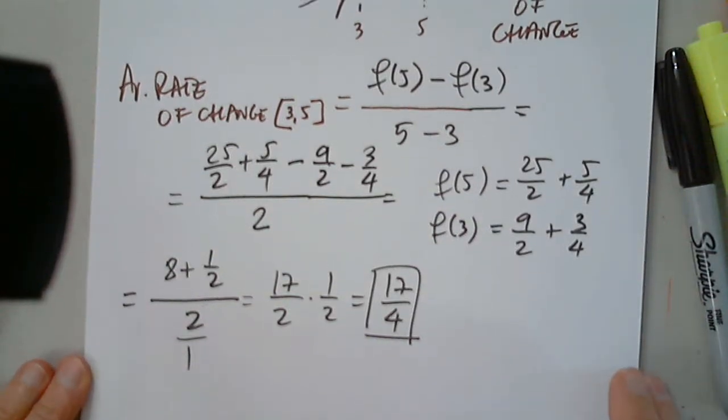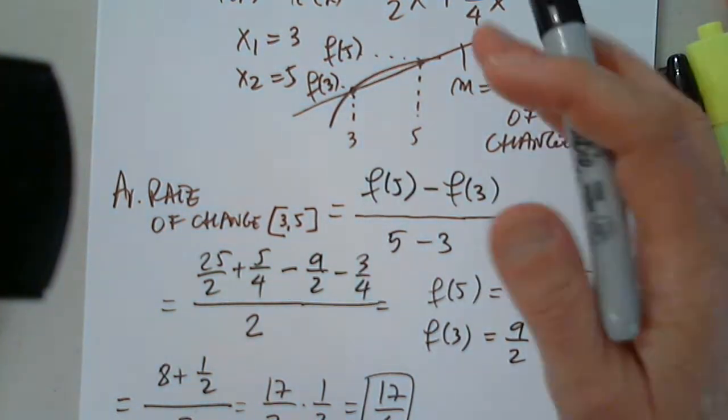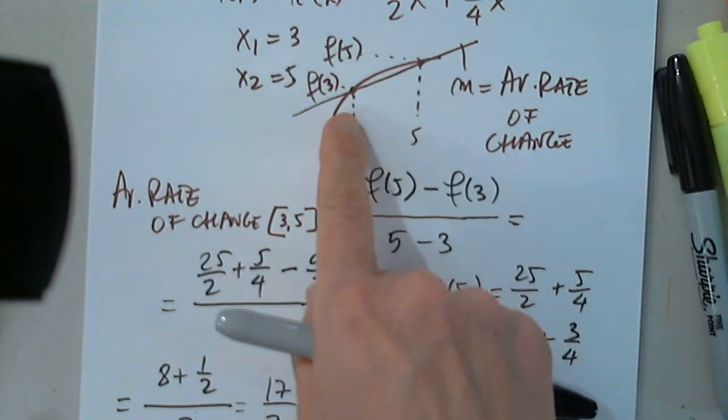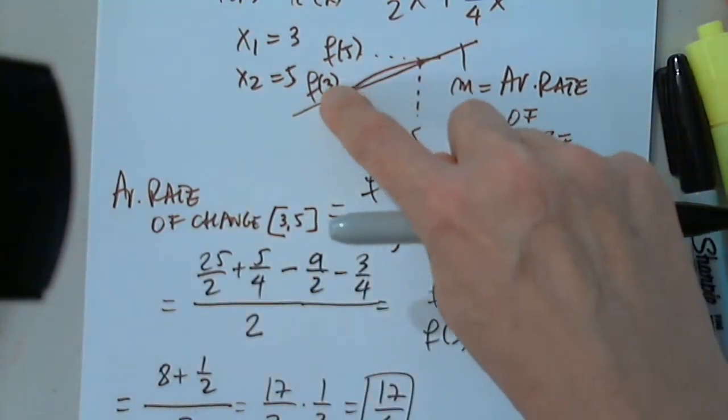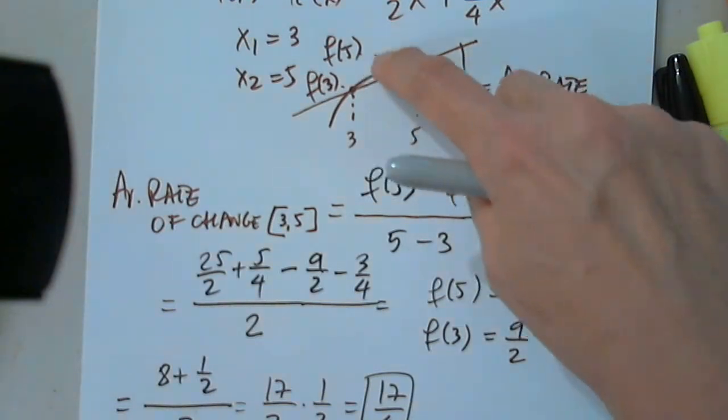One more time. So we were given a function. I didn't graph the function. I just gave an example like we always looked at. So these are the 2 points. X equals 3, this must be f of 3. X equals 5, this must be f of 5.